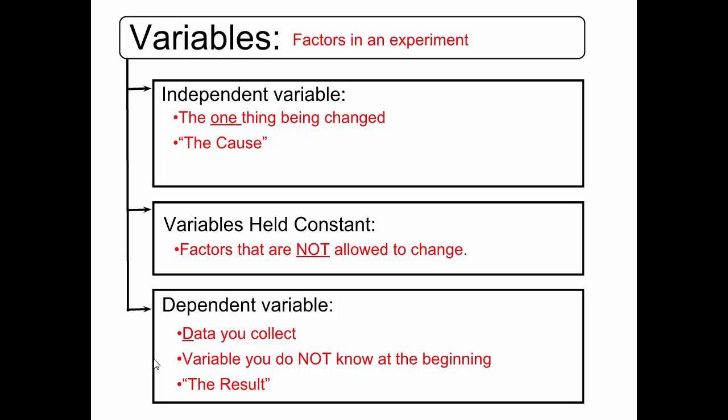Now to help remember these, what I tell people sometimes is the I in independent variable looks like what number? 1. Because there's only one independent variable. It's the one thing different between your groups. The D in the dependent variable stands for data, because it's the data you're collecting in your experiment. So that might help you to remember those variables.